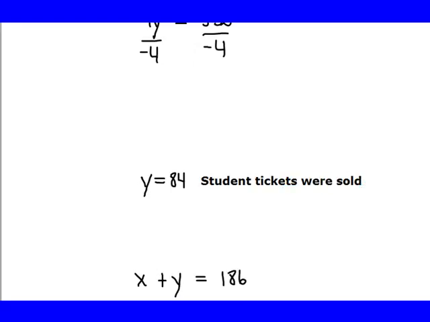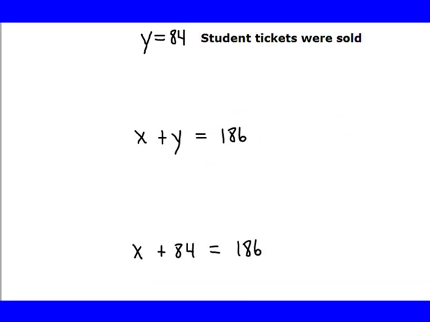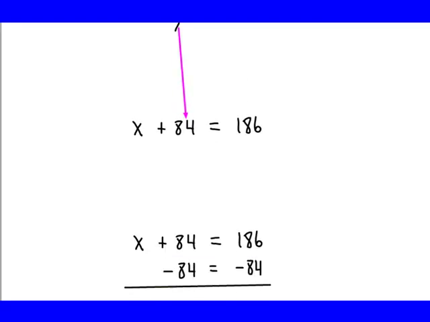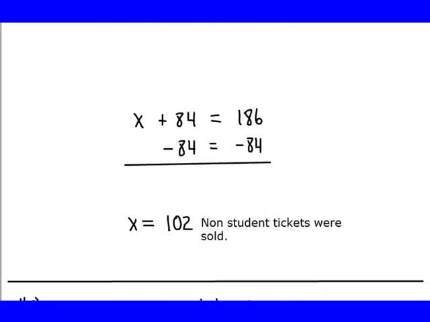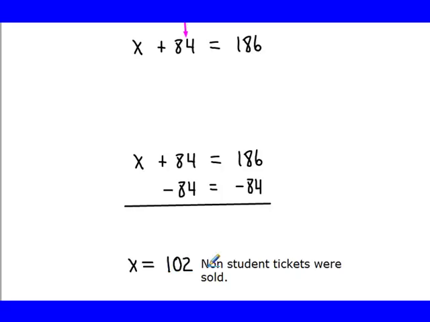So now we need to find out how many non-student tickets were sold. So in place of the y, we substitute the 84. Then we solve for x, so we subtract 84, and we find out that 102 non-student tickets were sold.